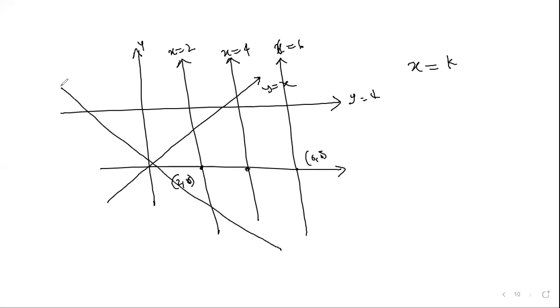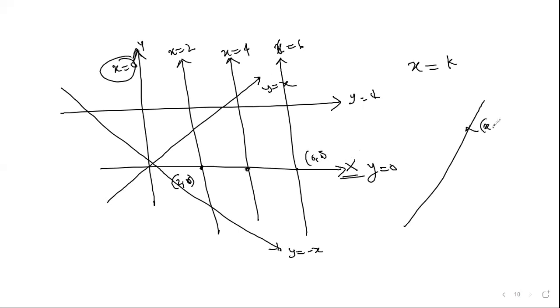Equation of line bisecting the second quadrant and fourth quadrant: y is equal to minus x. Equation of x-axis: y is equal to 0. Equation of y-axis: x is equal to 0. Equation of a line passing through x1, y1 and having slope m: y minus y1 equals m into x minus x1. That's all I've taught you today, and that is more than enough for today.